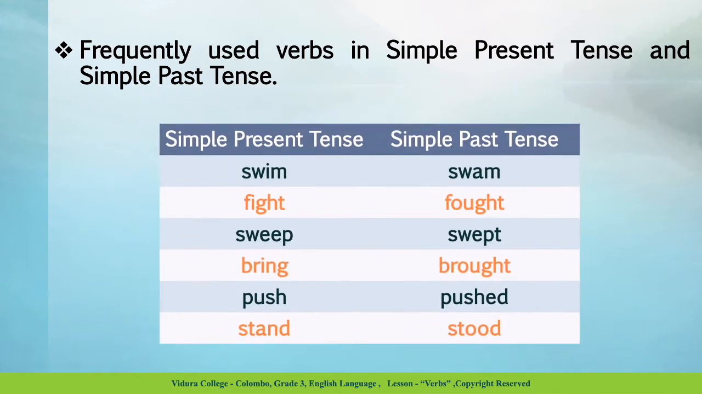Look at this table. In here, the simple present tense verb is swim. So, the simple past tense of that verb is swam. Next, the simple present tense verb is fight. So, the simple past tense verb is fought. Next, the simple present tense verb is sweep. So, the simple past tense of that verb is swept.